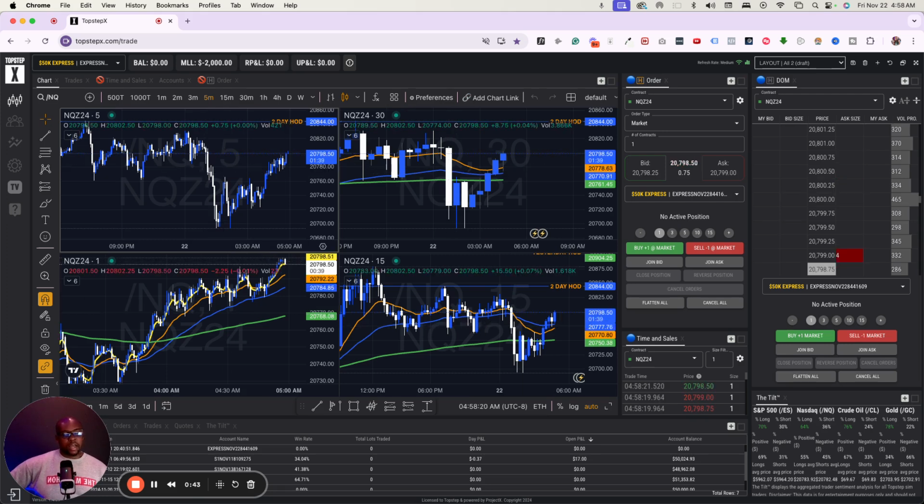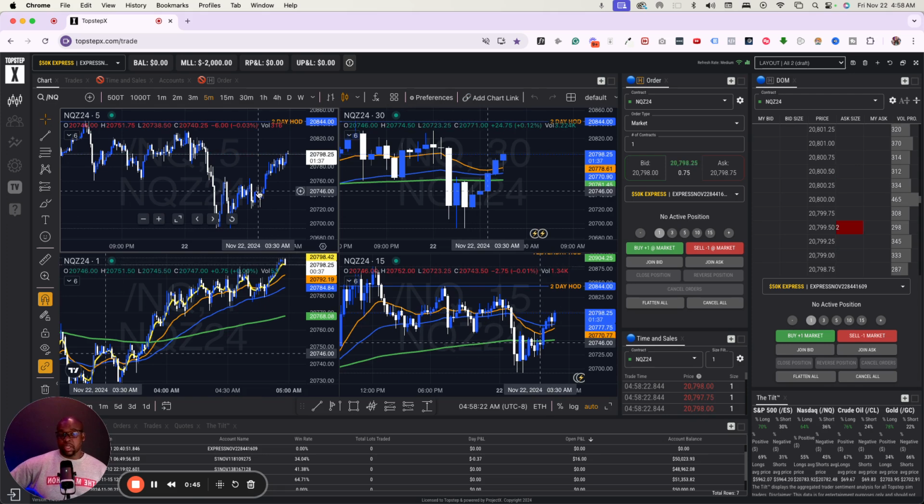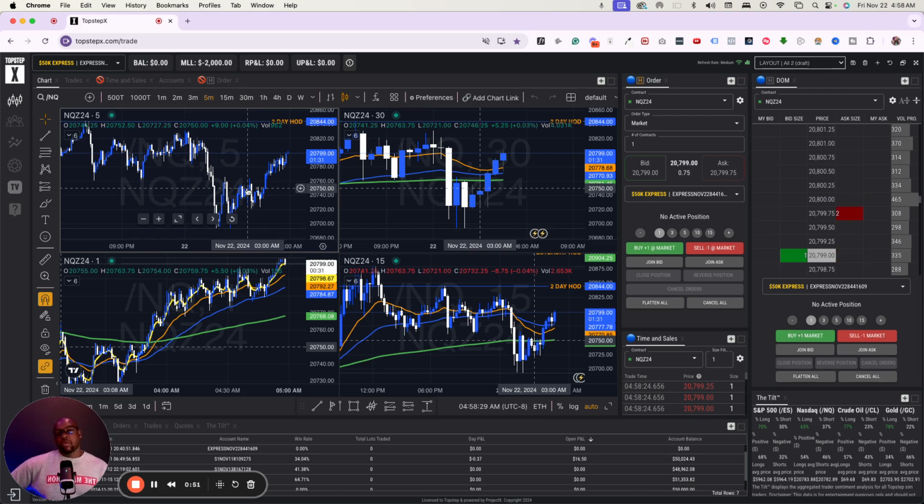So I want to dive into what works for me, what I think will work for any beginner trader. And if I would have told myself this a year ago, I probably would have been more profitable a lot sooner, right? So I want to kind of break down my setup. And so right now the platform I'm using is Topstep.